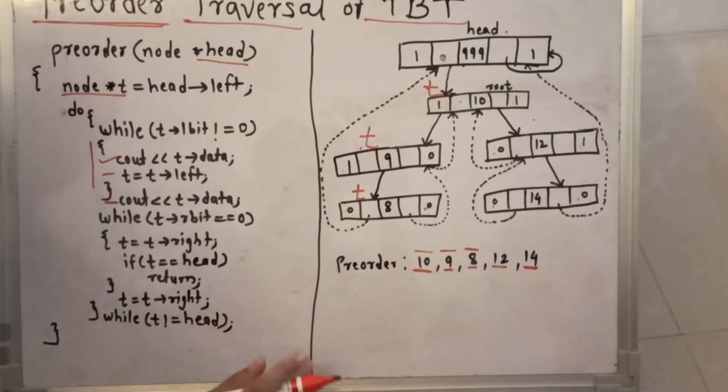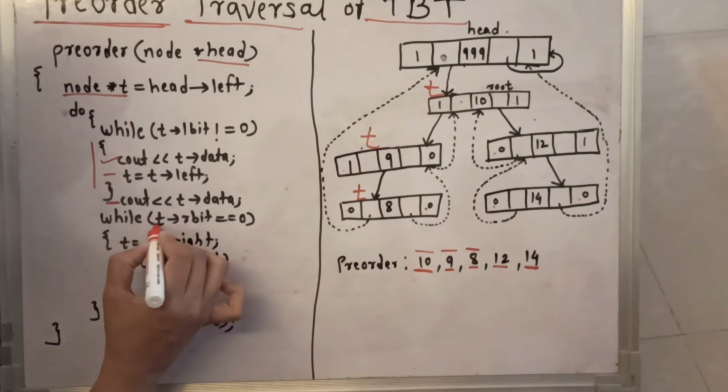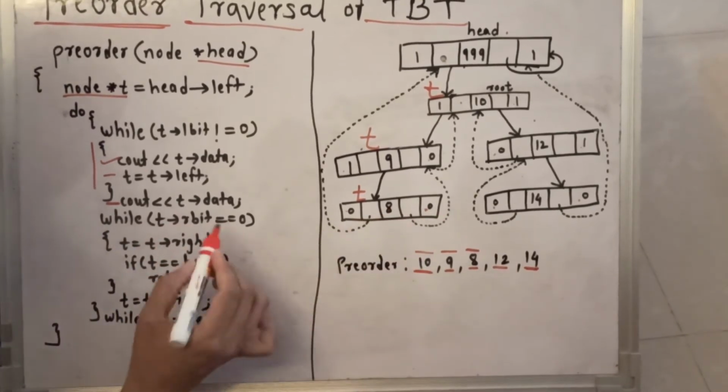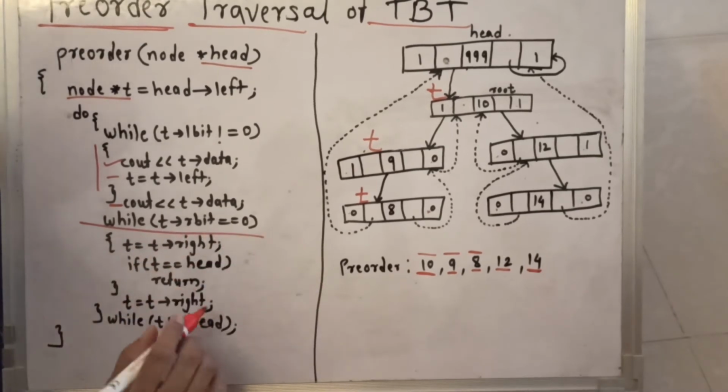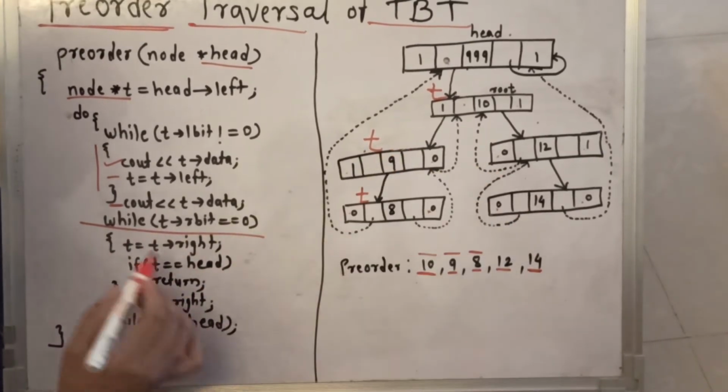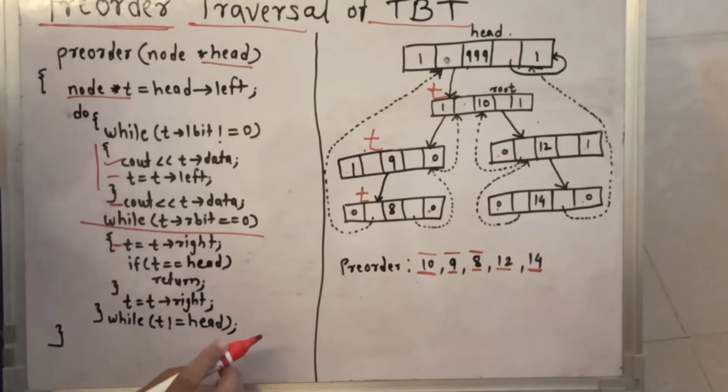After that we are checking the R bit field of that 8 here. Now it is equal to 0. That means this condition is true here. So now we have to go back in the tree. The statement is t is equal to t right.